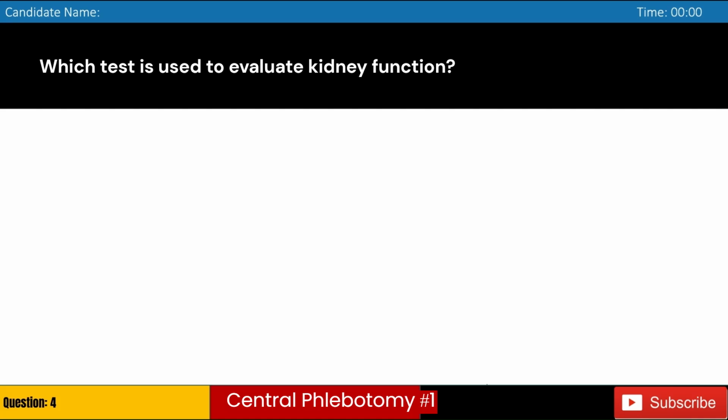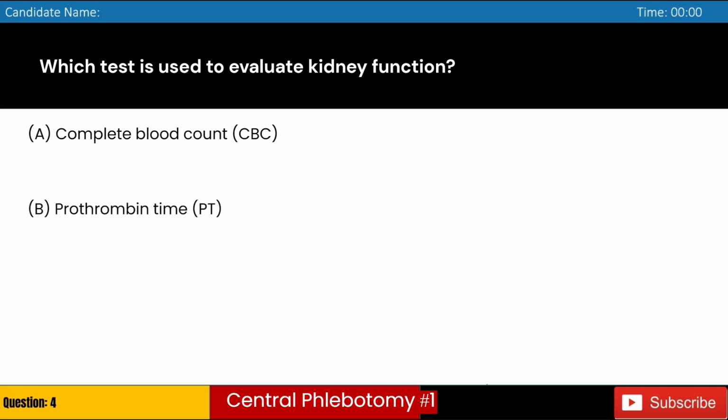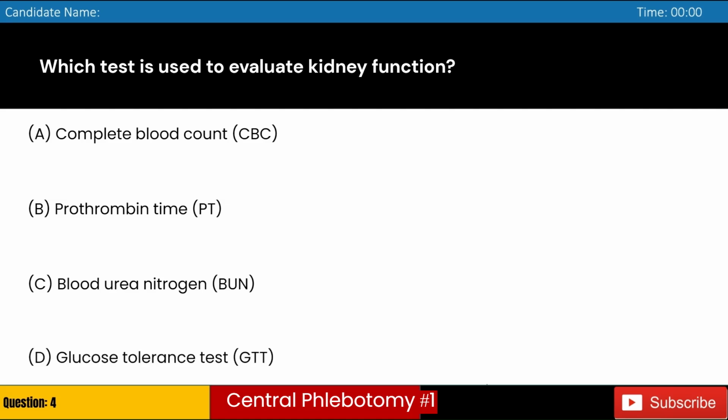Which test is used to evaluate kidney function? A. Complete blood count, CBC. B. Prothrombin time, PT. C. Blood urea nitrogen, BUN. D. Glucose tolerance test, GTT. Answer: C. Blood urea nitrogen, BUN, tests are used to evaluate kidney function.